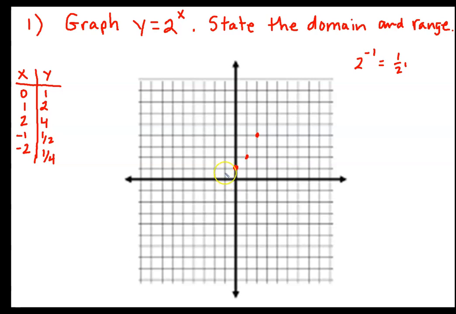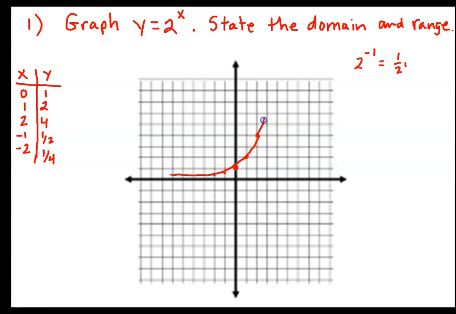So for input -1, we get output positive 1/2. Input -2, we get output 1/4. So just the opposite is happening as I choose numbers going to the left. I'm getting closer and closer to the x-axis. As I move to the right with my inputs, I'm getting further away. So here's the general look. This is specifically y equals 2 to the x, but this is what exponential growth always looks like.